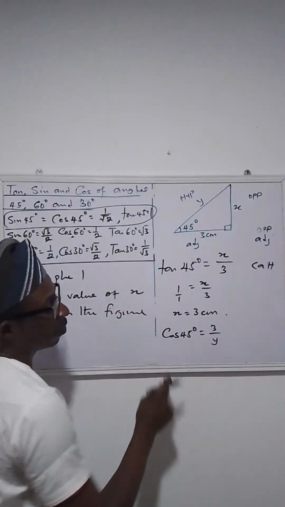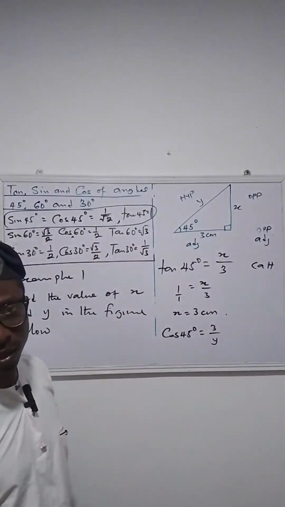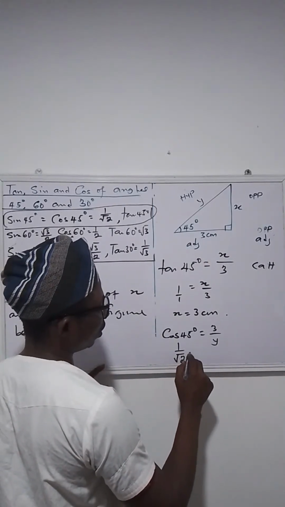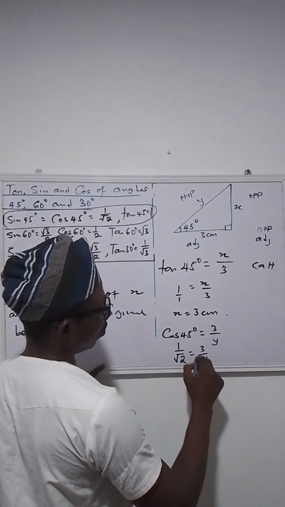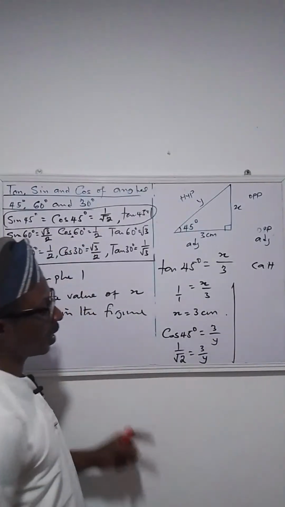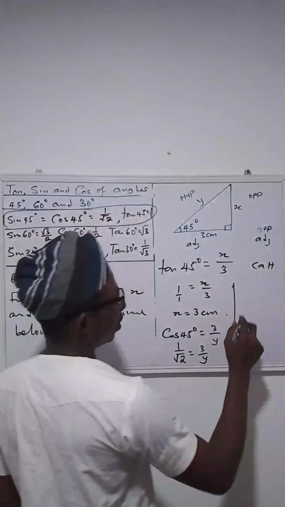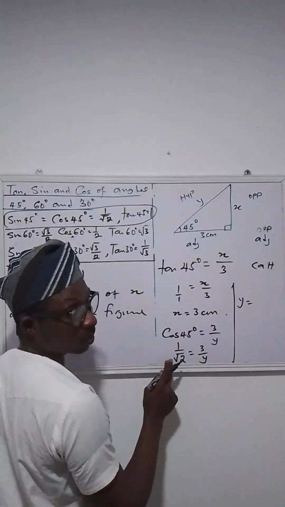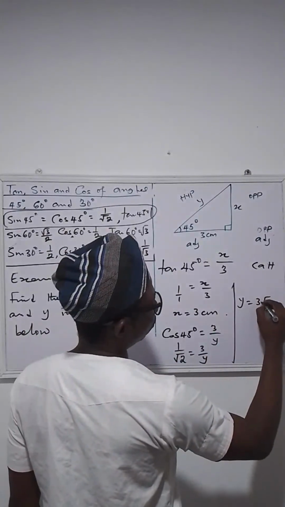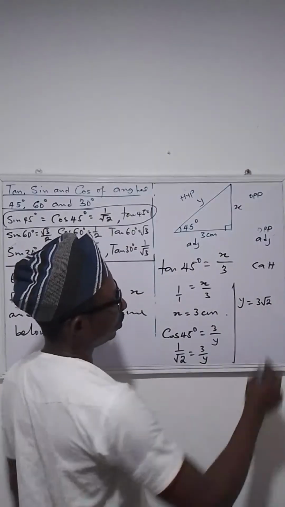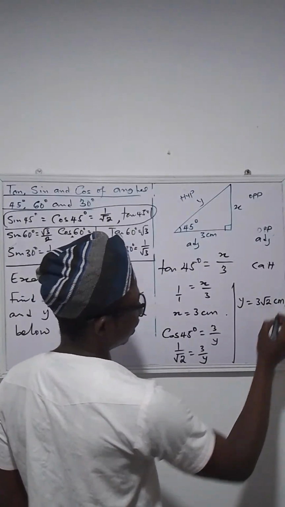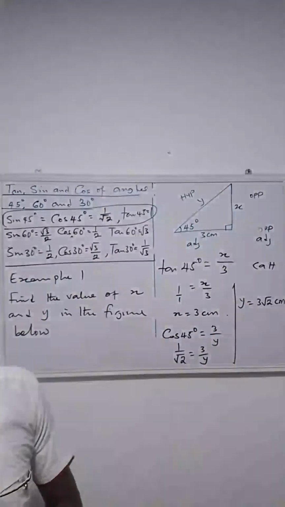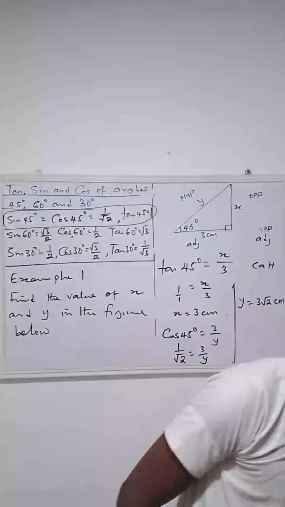Now let's look at it. What is cos 45? That's 1 over square root of 2. So I have 1 over square root of 2 equals 3 over y. Now here you can cross multiply. So you have y times 1, that is y, equals 3 times square root of 2. That's going to give you 3 square root of 2, and the unit is going to be in centimeters. So that is how to solve that problem. I want to believe everyone is getting that explanation.